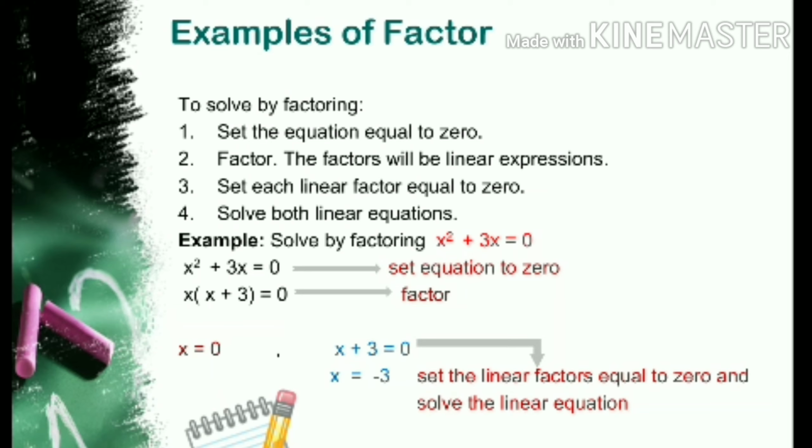Here c is not present, so simply we can take x common. So x times (x plus 3) is equal to 0. When we equate, x is equal to 0 and x is equal to minus 3. These are the two zeros here, x is equal to 0 and x is equal to minus 3. The two methods are there.